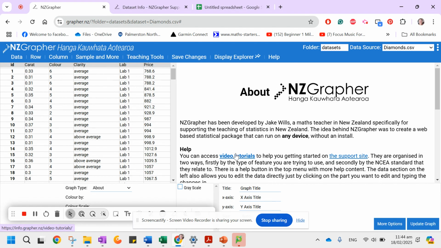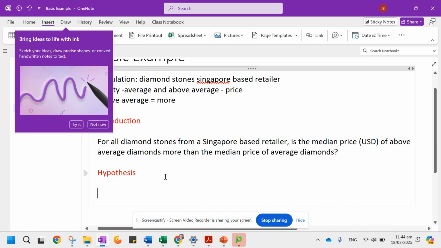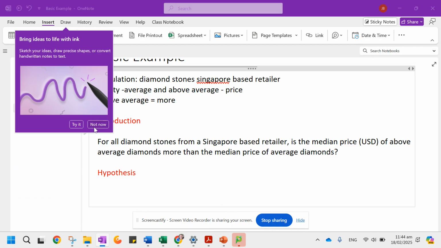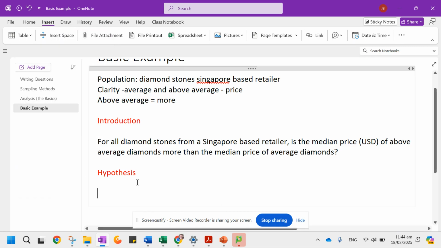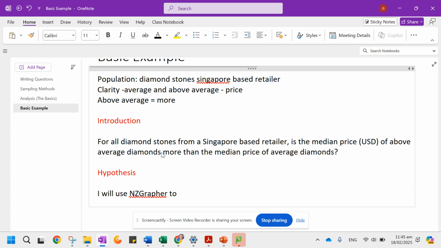And then I have my sample there. You have to write that down. So you have to say your sampling method, and it can be as simple as saying I will use NZGrapher to take a simple random sample of 200.